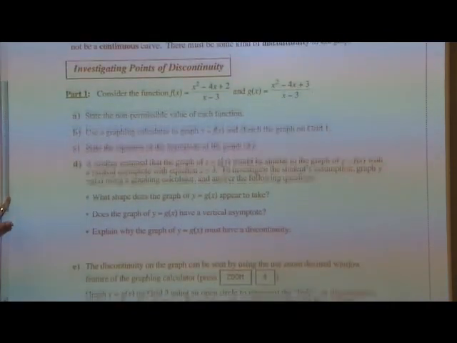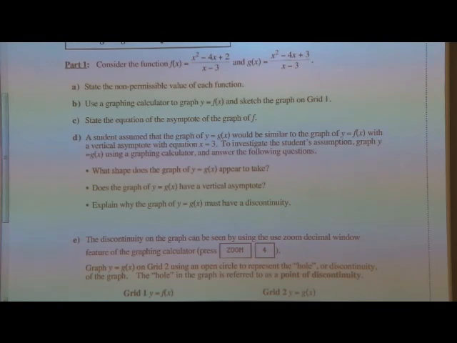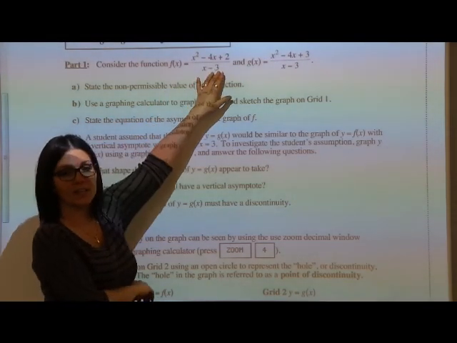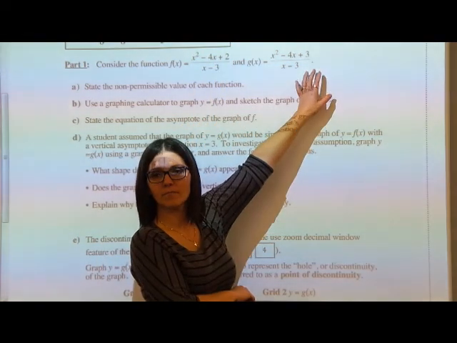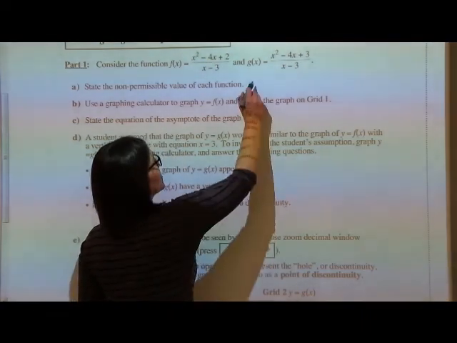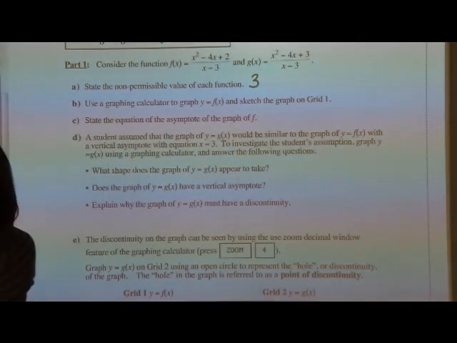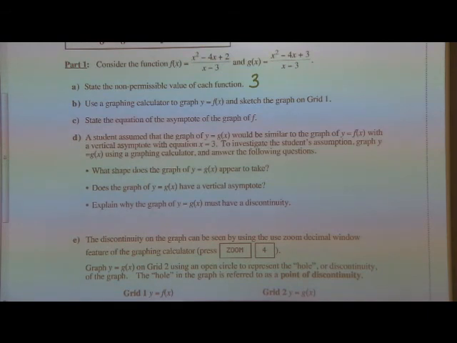So if we look at these two functions, we have f of x equals x squared minus 4x plus 2 over x minus 3. And then we have g of x, which is x squared minus 4x plus 3 over x minus 3. It says state the non-permissible value for each function. What can't x equal in f of x? 3. And what about g of x? 3. So the non-permissible value is 3. If x equals 3, I'm dividing by 0, which is not allowed.